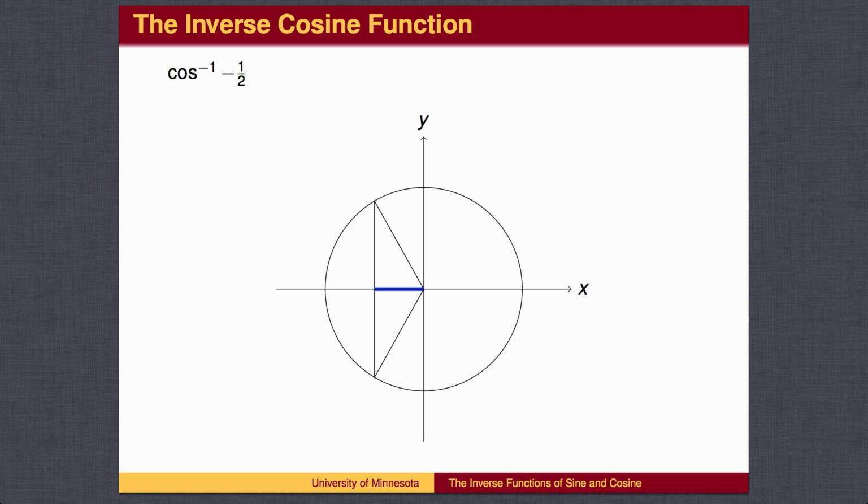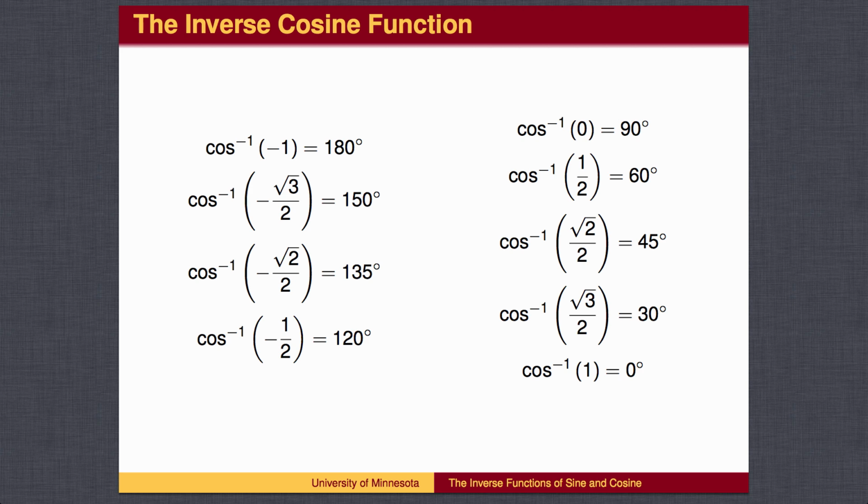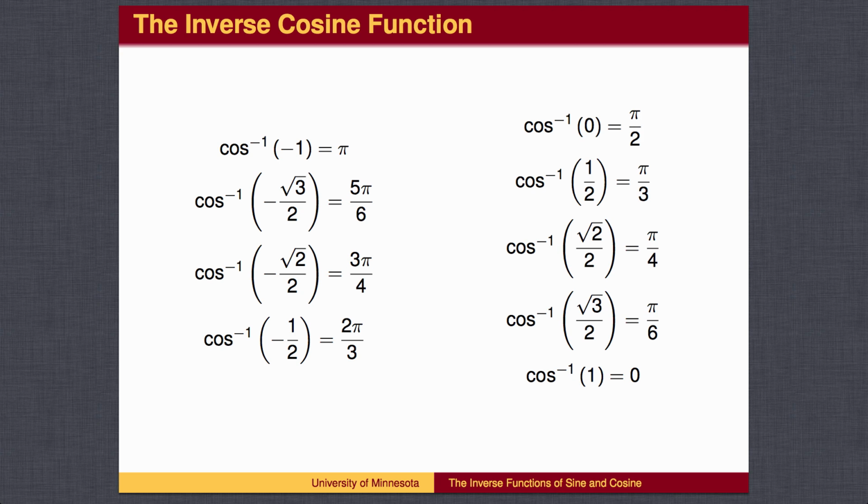A similar choice is needed for the inverse cosine. For any given number between -1 and 1, there are two angles between 0 and 360 with that given number as its cosine value. One is on the top of the circle, the other is on the bottom. We will choose the one on the top of the circle so that the output of the inverse cosine function is always between 0 and 180 degrees. Here are the common values with which you should be familiar for inverse cosine and in radians.